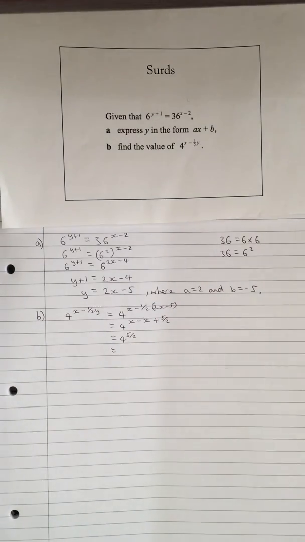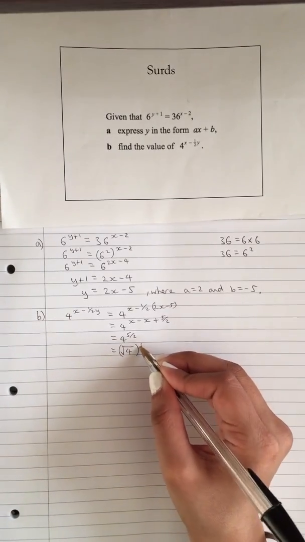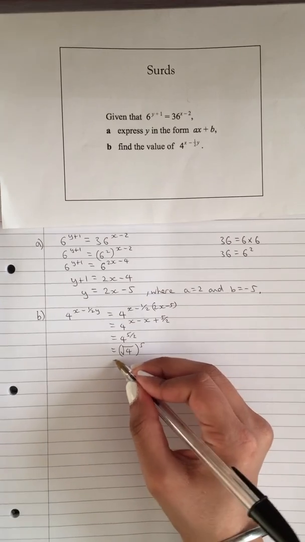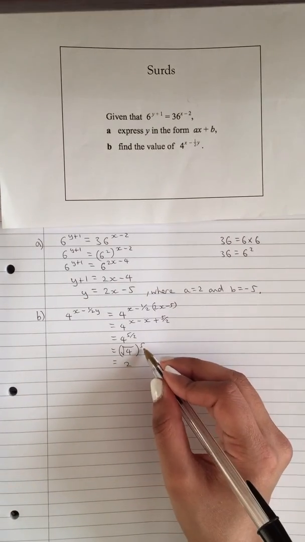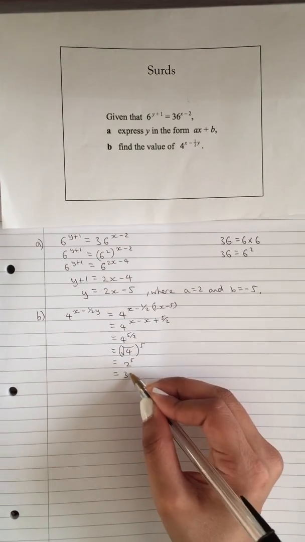So we can write this as square root of 4 in brackets to the power of 5. And we know that the square root of 4 is 2, and this is to the power of 5. So 2 to the power of 5 equals 32.